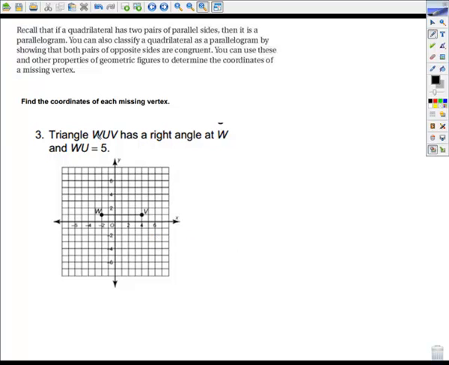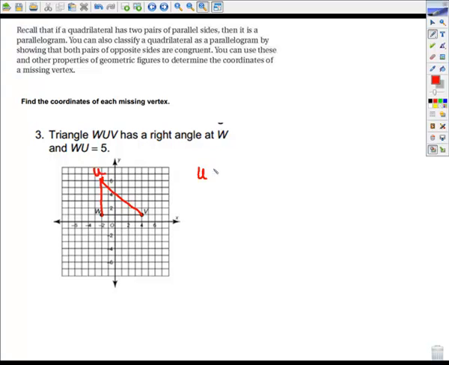So here we have triangle WUV. Well, I only see W and V. But it says that there's a right angle at W and that WU is 5. So if there's a right angle at W, I'm going to have a right angle here, and WU is 5. Well, I can have 2 possibilities here for my coordinates. I can count up 5, 1, 2, 3, 4, 5, and there's a right triangle.